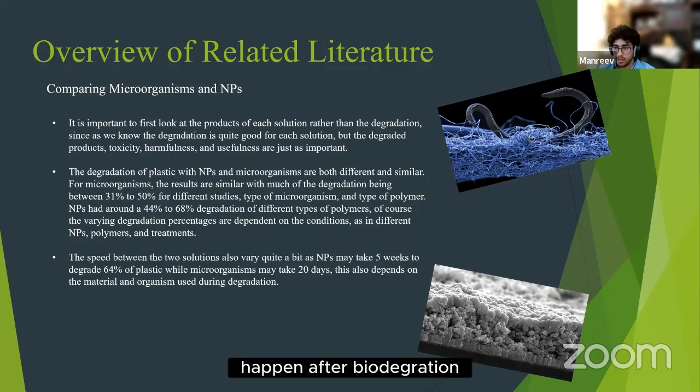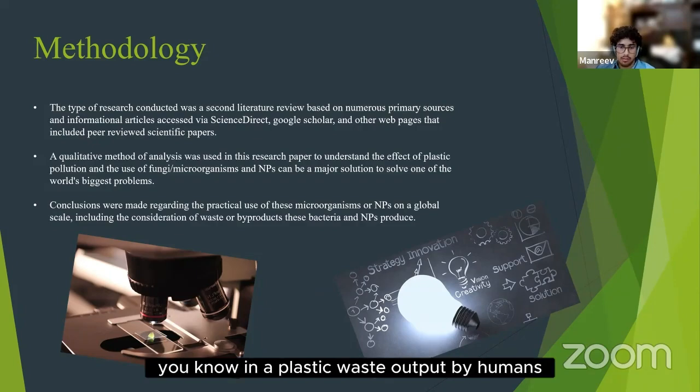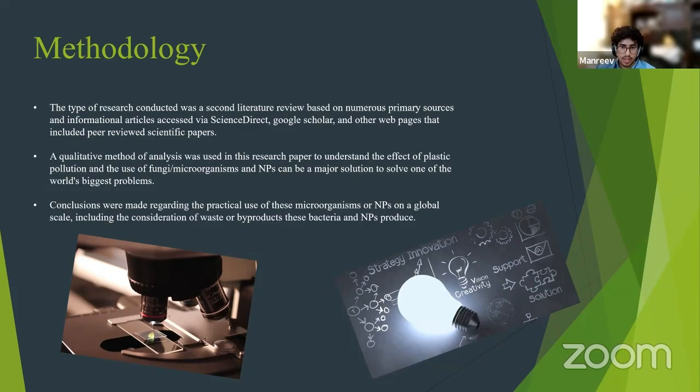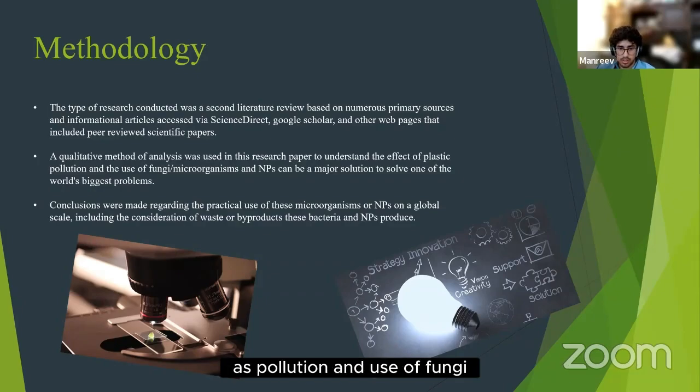And for my methodology, what I used, the primary purpose and goal of this study was to determine if microorganisms or plastic-eating bacteria and nanoparticles would be a viable solution to lower the amount of plastic waste output by humans. And this type of research was conducted by a secondary literature review based on articles such as Science Direct, Google Scholar, and the National Medicine Association, I think the name of it was. A qualitative method of analysis was used in this research paper to understand the effect of plastic pollution and use of fungi slash microorganisms and nanoparticles.